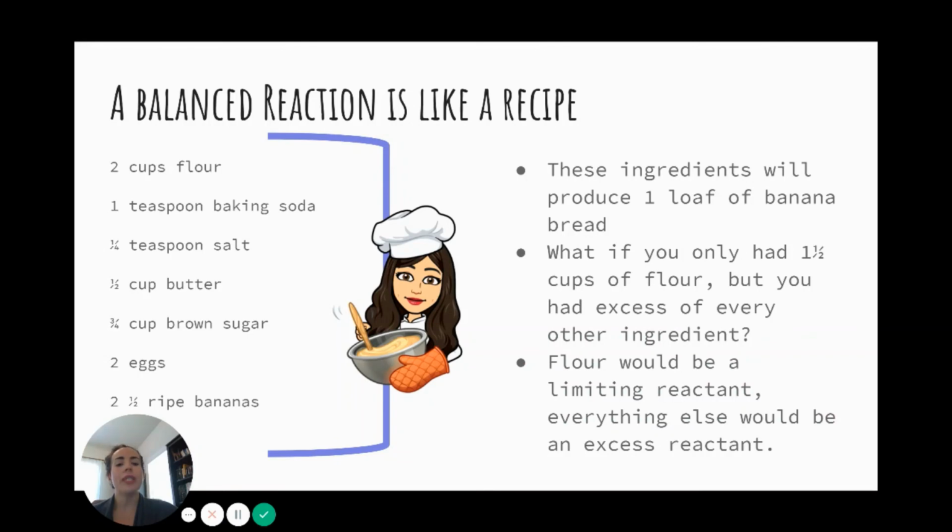Well, hopefully what you would see is that flour would limit what you can use. You can't use 1.5 cups of flour and still use the same amount of every other reactant. So what we would see is that flour is going to limit how much bread we can make. It's what we call our limiting reactant. Everything else that we have an abundance of is called our excess reactant.